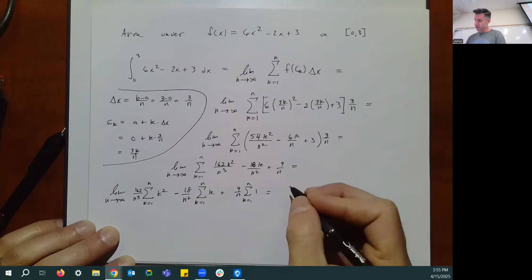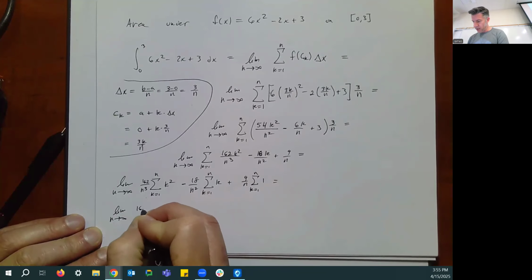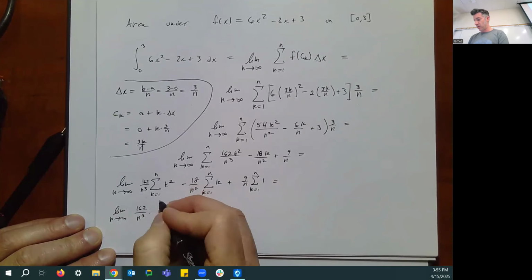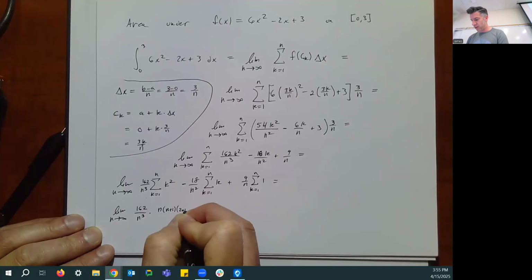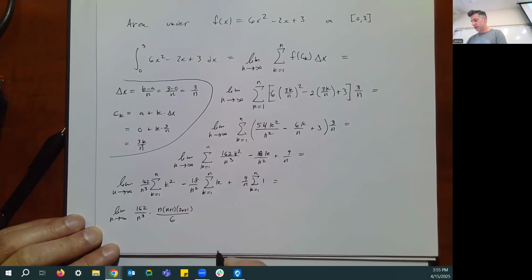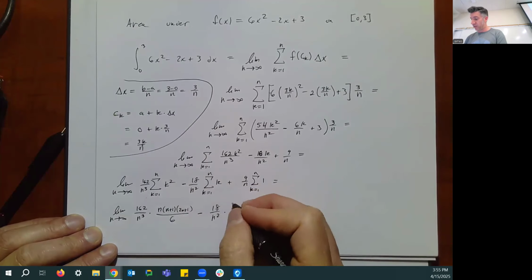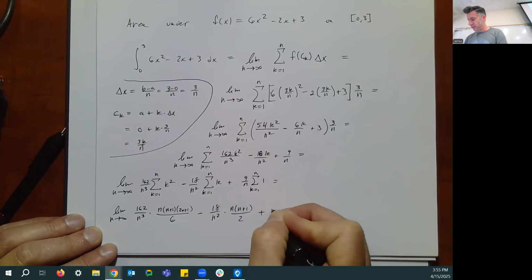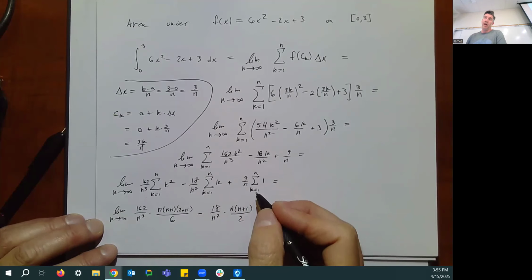So here's what we get. Limit as n goes to infinity of 162 over n cubed times the formula for the sum from k equals 1 to n of k squared, which is n times n plus 1 times 2n plus 1 divided by 6, minus 18 over n squared times the formula for the sum of k, which is n times n plus 1 divided by 2. And finally, 9 over n times the sum of 1, n times, which is just n.